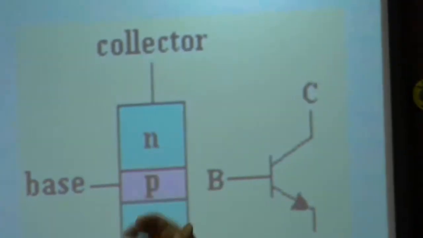The other biasing condition that has to be met is that the base collector junction has to be reverse biased.